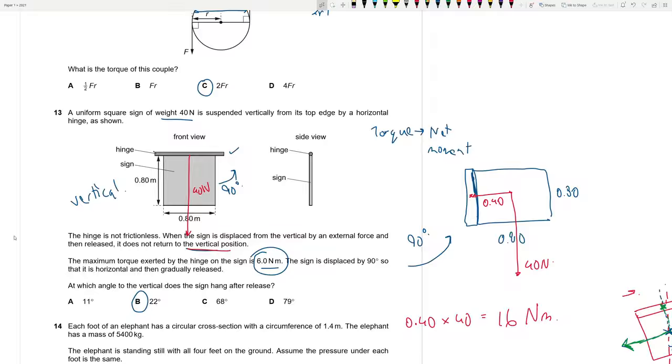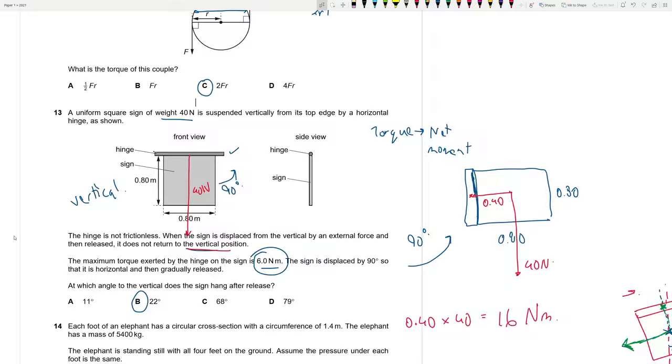When it's displaced by an external force and then released, it does not return to its original position that we're seeing on the diagram. The maximum torque exerted by the hinge on the sign is 6 Newton meters. Okay, that's the friction basically. The frictional force is counteracting the moment provided by the weight, and the moments are cancelling out, and at the end, the object remains at equilibrium.